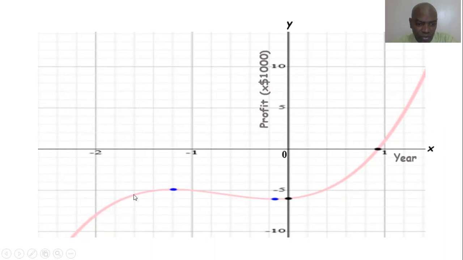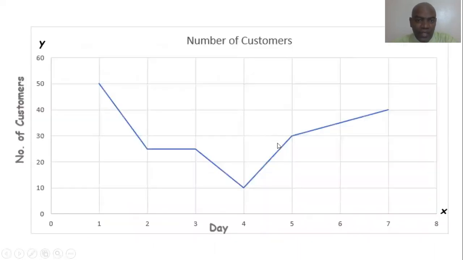It is going up, but you're making a loss, but less loss. It reaches a maximum, it's going back down, and then it is coming back up. This is the behavior of the y variable profit in that case. Here's another graph. You see a line associated with the y variable, number of customers. On the first day the number of customers was 50, and then the number of customers is decreasing, it levels off, it decreases again, and it is increasing to a certain value. So this shows you the behavior of the y variable.